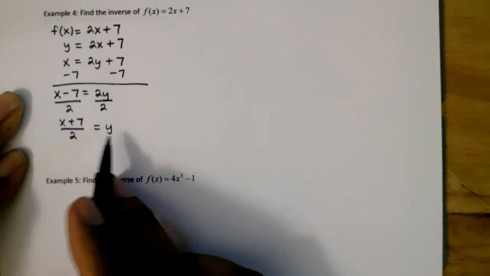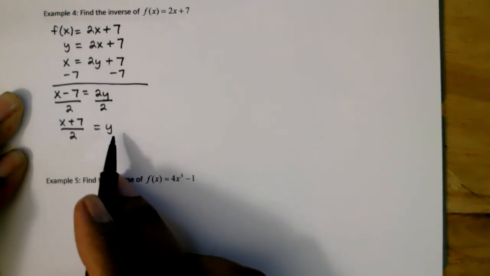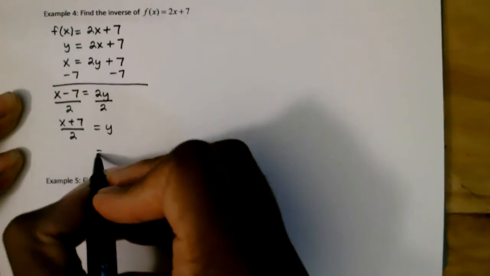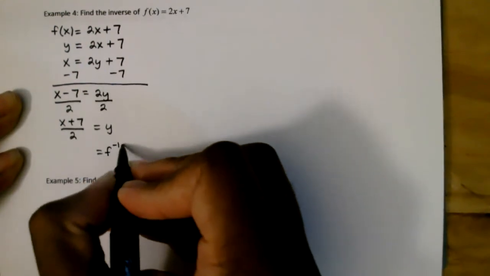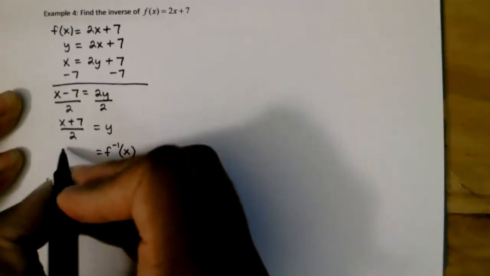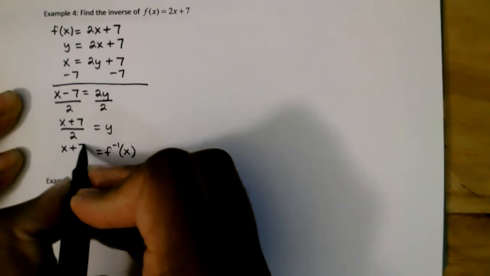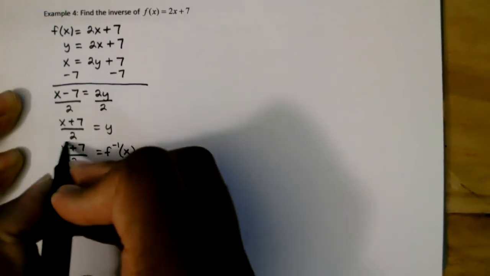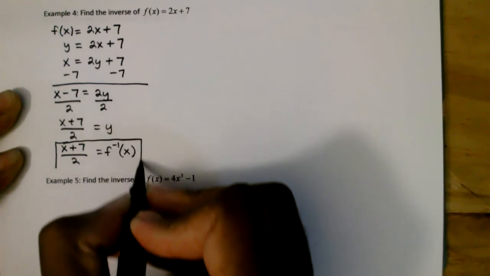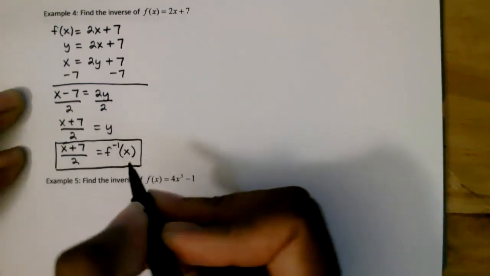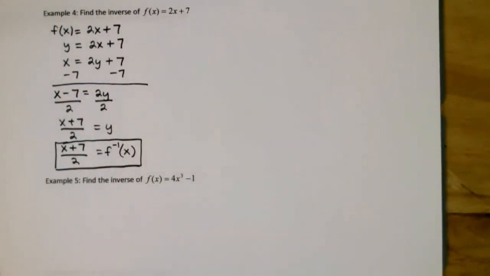And then the final step would be to substitute the y, or replace the y, with this notation, f inverse of x. And that's going to be equal to x plus 7 all over 2. Okay, and this is my inverse function for f of x equal to 2x plus 7.